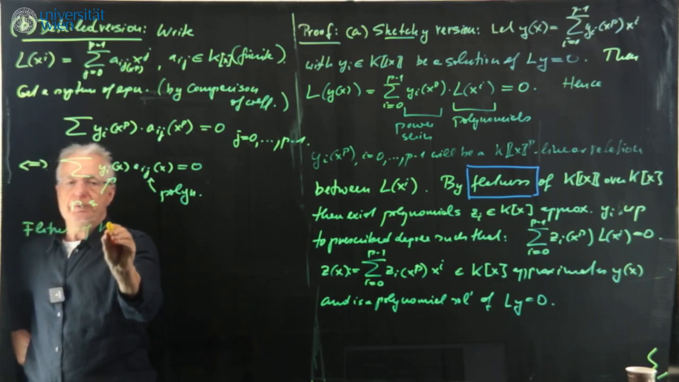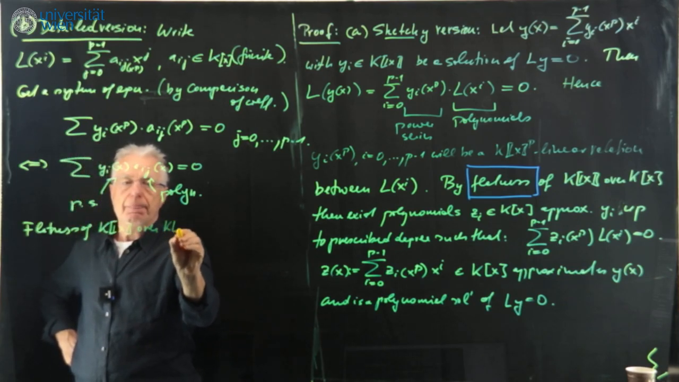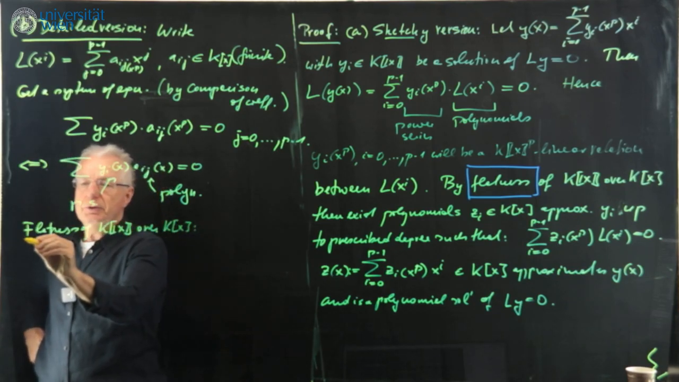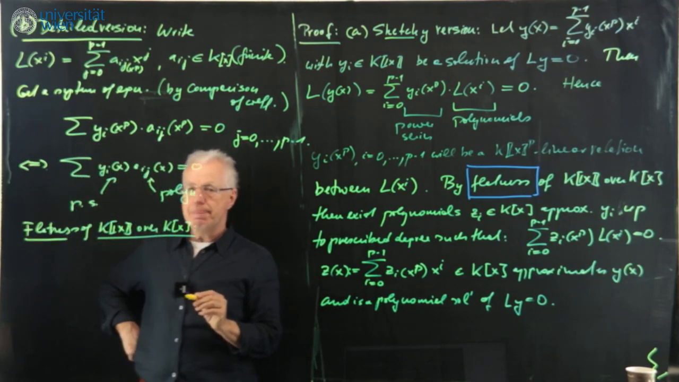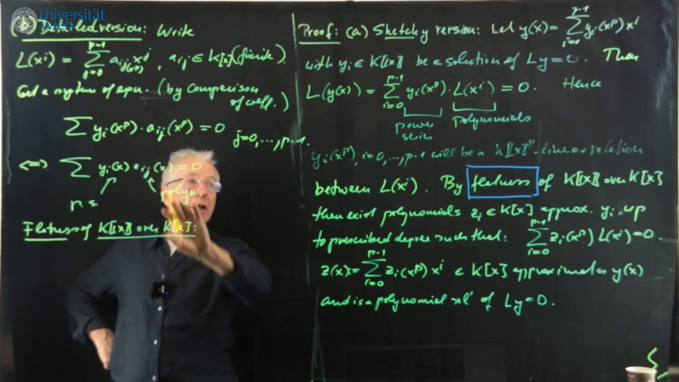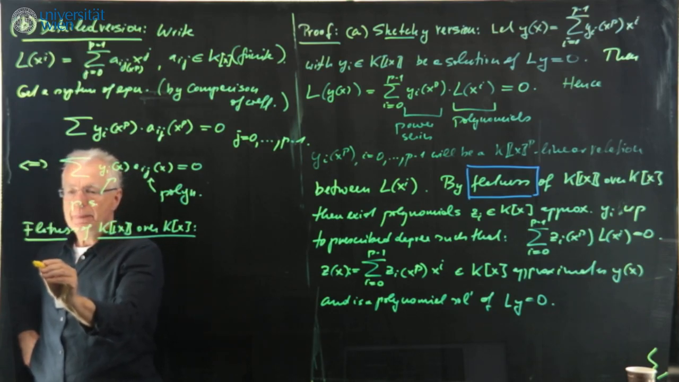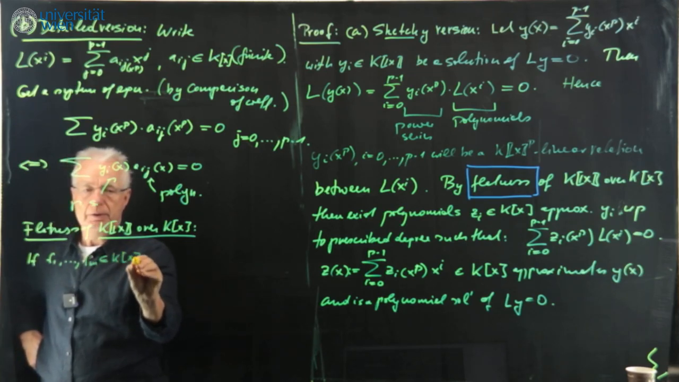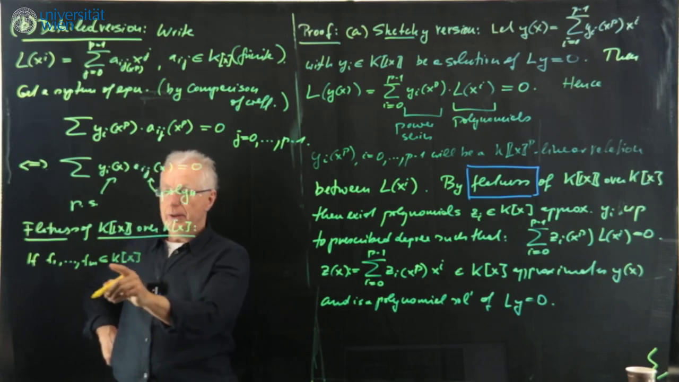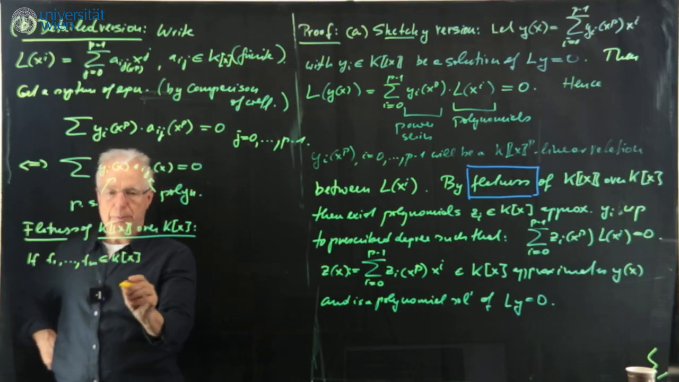Flatness of k[x], and this is independent of the field, over k[x]. This is one possible definition of flatness, and you will see that it is very natural. Maybe I formulate it abstractly. So if f1 up to fm are in k[x], then we can look at the module of linear relations between f1 up to fm.